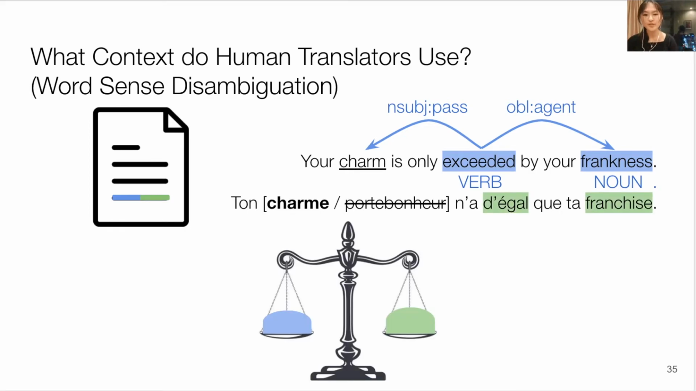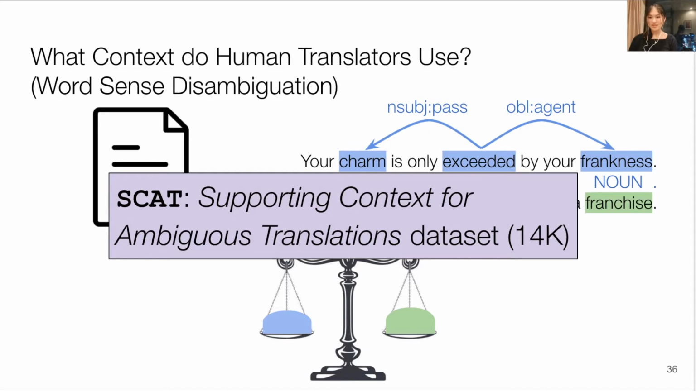And moreover, the source and target sides often contain an equal amount of semantic load, which is used for word sense disambiguation, which is why either side seems to be as useful. So after our user study, we also annotated the supporting context for 14,000 examples of pronoun anaphora resolution in English-French, and we released the SCAT dataset.